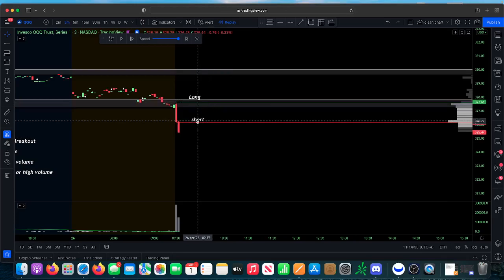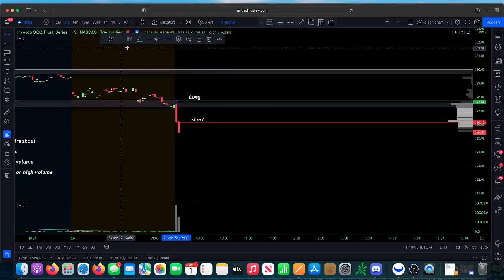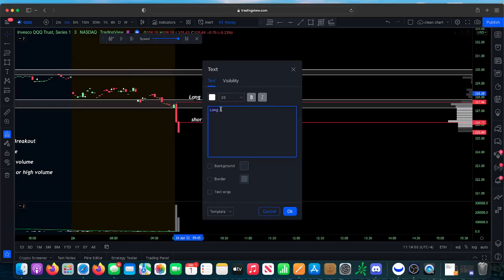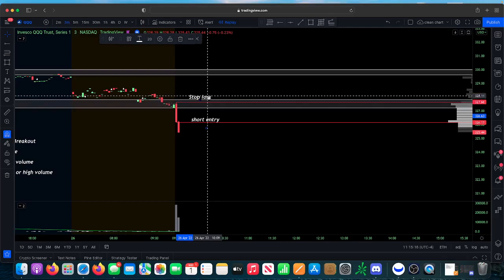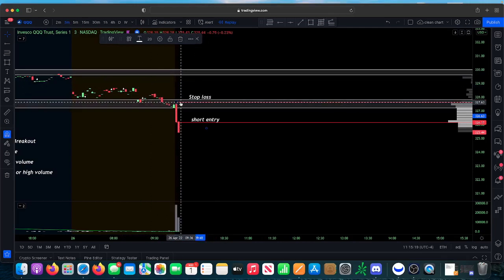Okay, so now this turns to our stop loss. So you're always risking the first bar. And now this is our short entry. Right? So you're always risking the first bar. And this is the part where I'm talking about being consistent. Okay? So if you're gonna orb, you need to stick to the rules. So this is your stop loss, right?